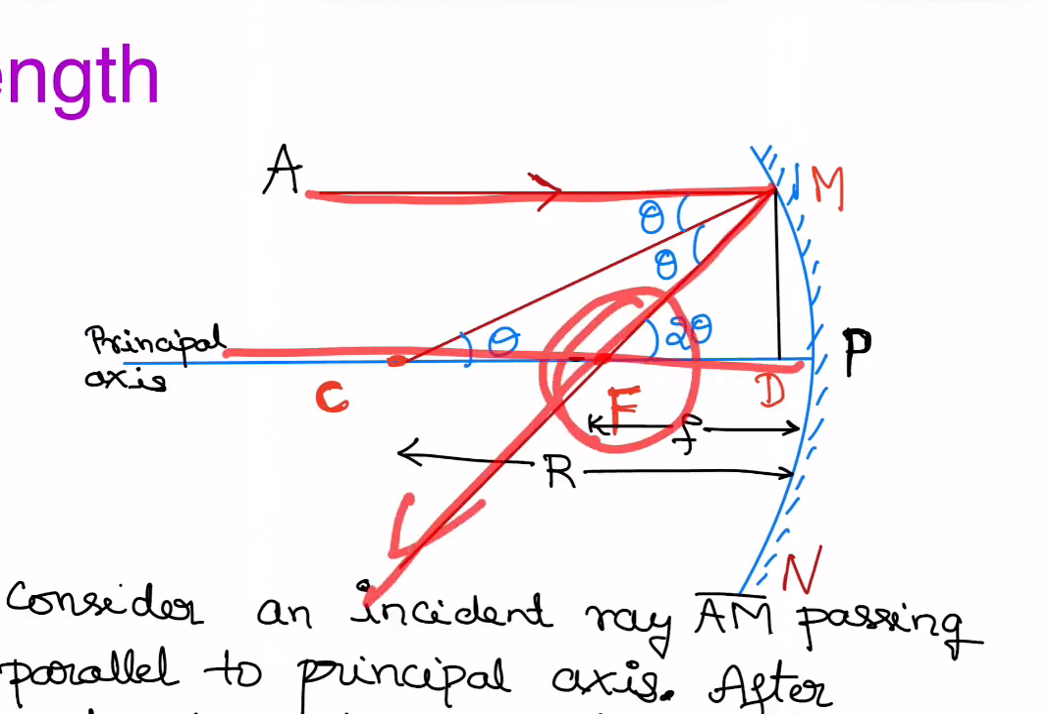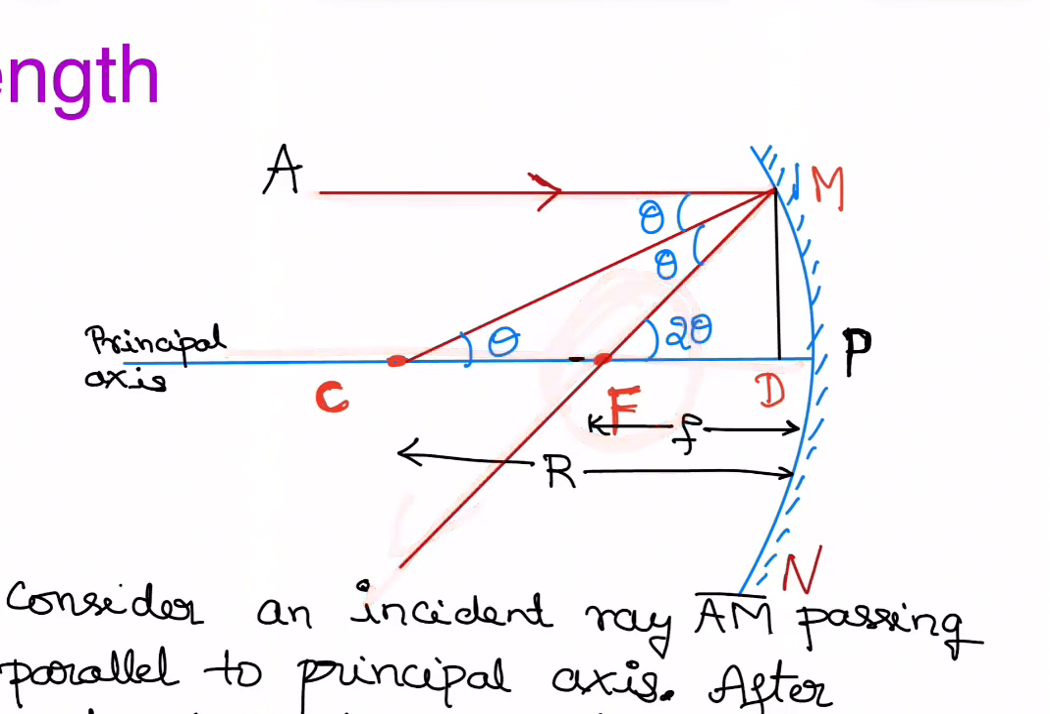We also studied that any ray passing parallel to the principal axis passes through the focus after reflection. The focus is at some distance in front of this concave mirror, and this distance from the pole is called the focal length. F is the focal length. R is the radius of curvature. And the line joining the center of curvature and the pole is called the principal axis.